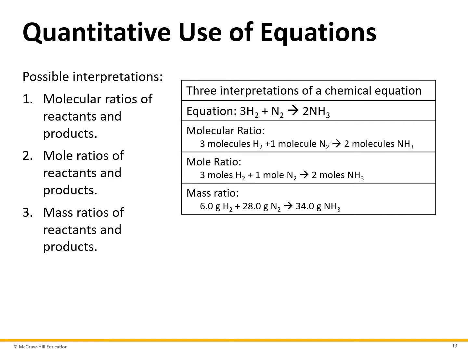Okay, now chemical equations are useful because they are essentially the recipes for making a compound. This over here is the recipe, for example, for making ammonia, all right?